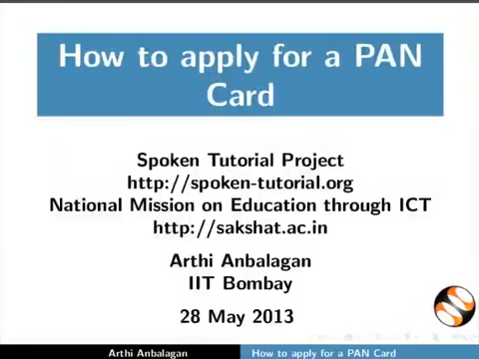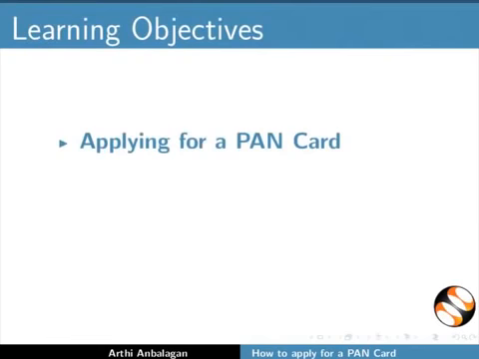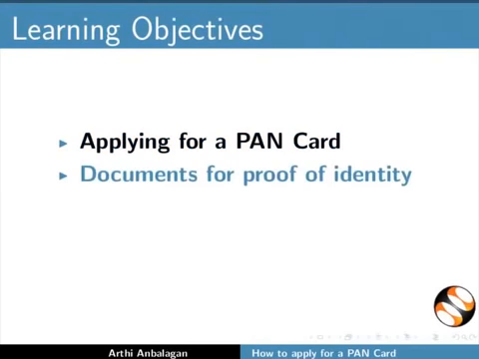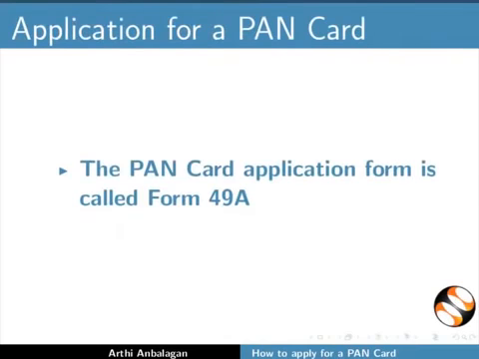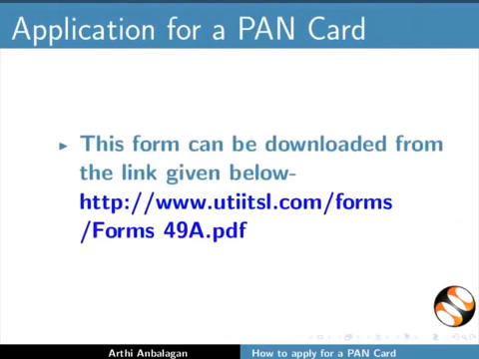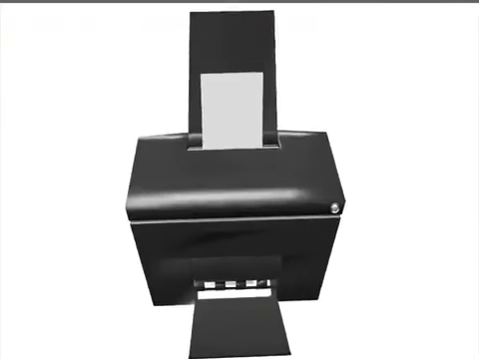Welcome to the spoken tutorial on how to apply for a PAN card. In this tutorial, we will learn the process of applying for a PAN card, documents for proof of identity, tracking the status of the application. The PAN card application form is called Form 49A. This form can be downloaded from the link given below. Once you have downloaded the form, take a printout of the same.